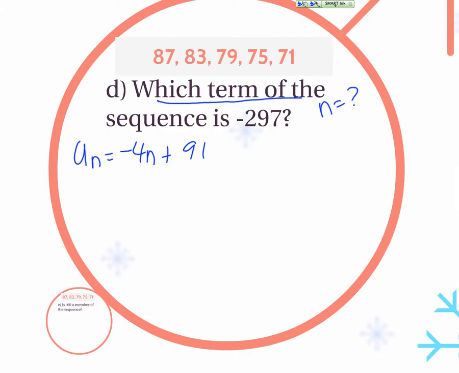So what we have to do is plug in negative 297 for u sub n. For that whole thing, not just for the n. I'm trying to find n. We have the term, we're trying to find the term number. You could also do this one two different ways as well. I'm just going to use this general term formula, but you could use the original formula, plug in your first term and your common difference and all that, okay? So I end up with negative 297 equals negative 4n plus 91.